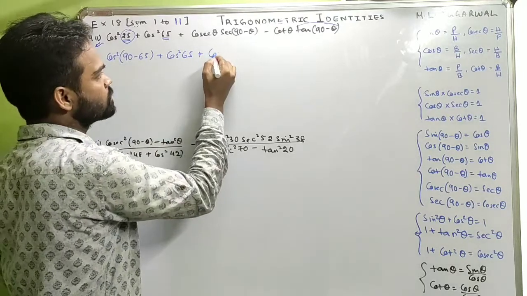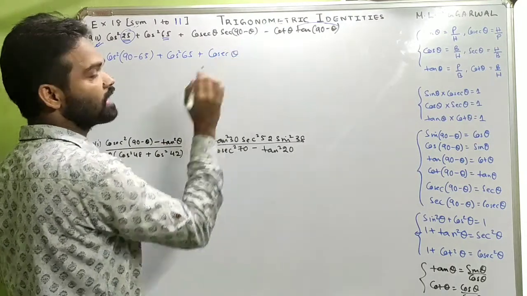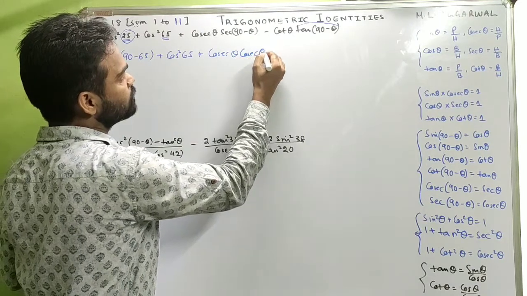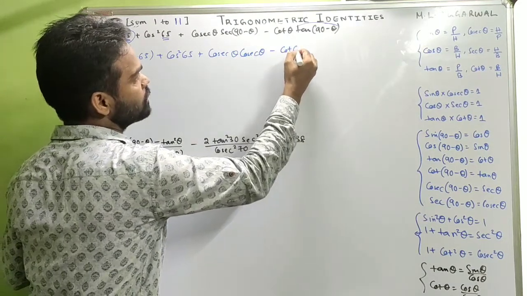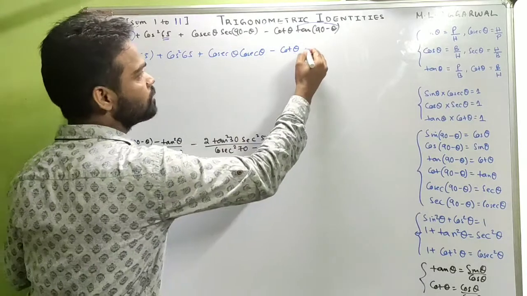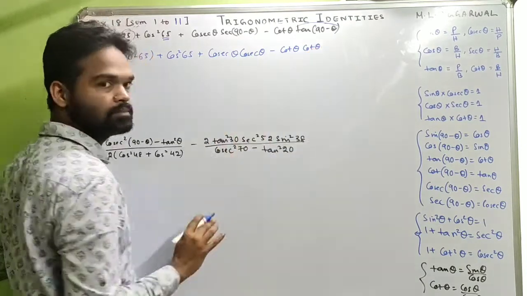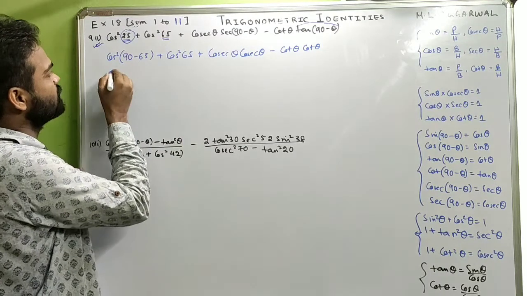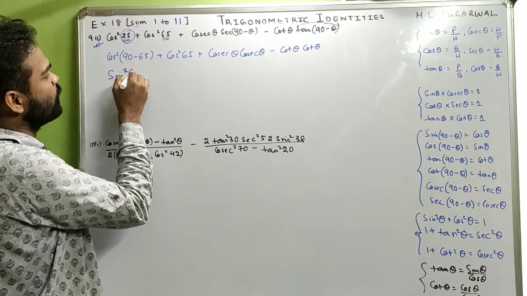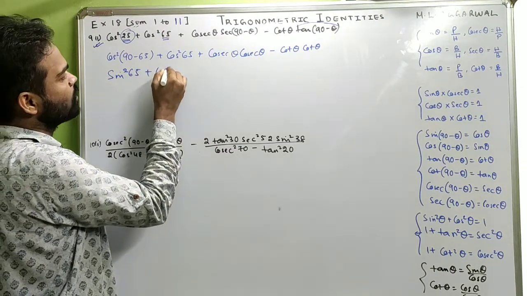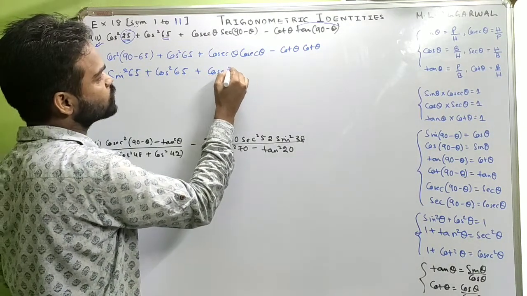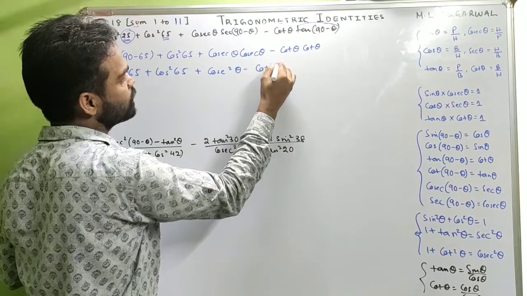Now look, this is cosec theta, and sec 90 minus theta is nothing but cosec theta. This is cot theta, and tan 90 minus theta is nothing but cot theta. Done. Now cos 90 minus theta is sin theta, so this becomes sin square 65 plus cos square 65. This is cosec square theta minus cot square theta.